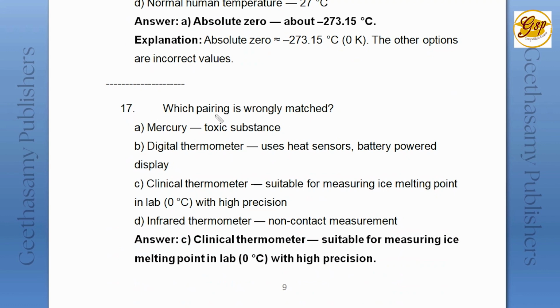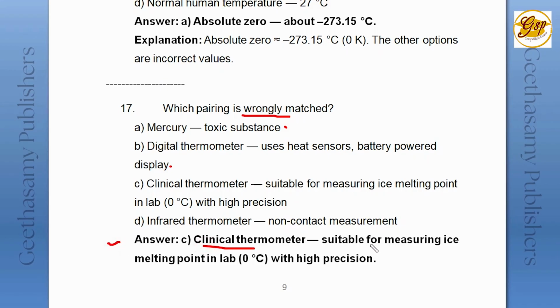17th question. Which pairing is wrongly matched? Mercury, toxic substance. Digital thermometer, uses heat sensor, battery powered display. Clinical thermometer, suitable for measuring ice melting point in the lab, 0 degrees centigrade, with high precision. Infrared thermometer, non-contact thermometer. The answer is, it's the wrong one.